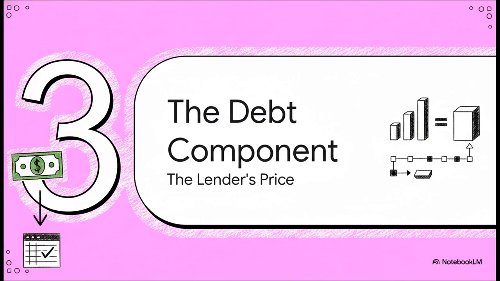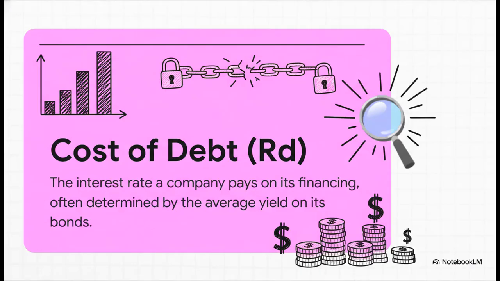Let's pivot to the other piece of the puzzle, the cost of debt. Now this, thankfully, is a bit more straightforward. The cost of debt is pretty much what it sounds like. It's the interest rate the company is paying on its loans and bonds. For a public company, you can usually figure this out by looking at the average yield to maturity on its bonds, which is just the total return an investor would get if they held that bond till the end. It's a much more concrete number than the cost of equity.